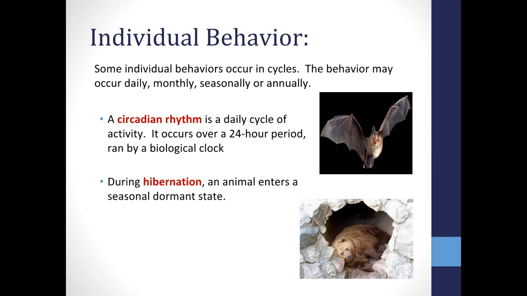Some individual behaviors occur in cycles. The behavior may occur daily, monthly, seasonally, or annually. Circadian rhythm is the daily cycle of activity. We are diurnal, which means that we spend our waking hours in the daytime, as opposed to this bat. He is nocturnal. Bats are awake during the nighttime. That's an example of circadian rhythm. That's naturally their biological clock. They don't even have to think about it.